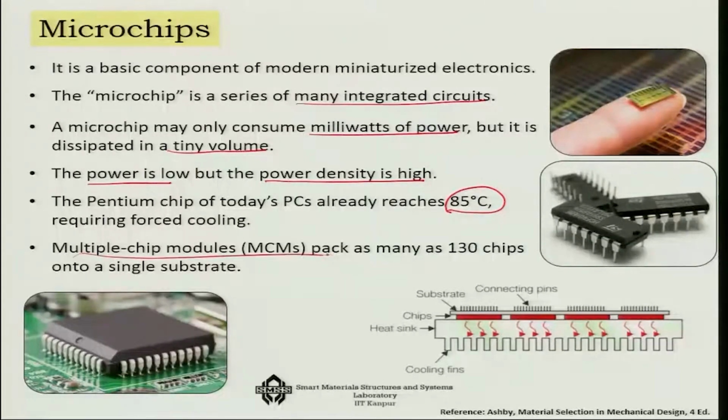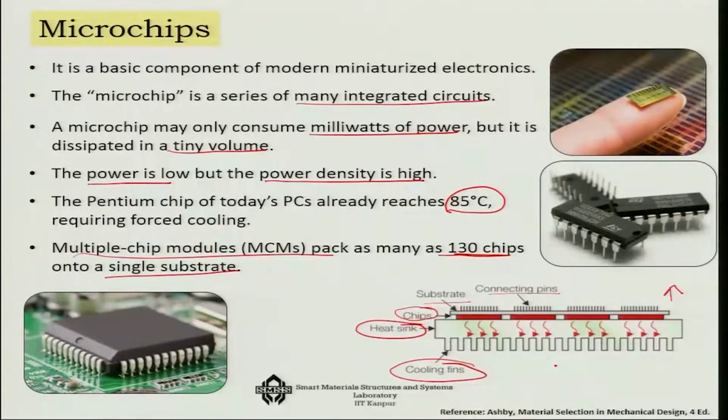Multiple chip modules, MCMs, pack as many as 130 chips onto a single substrate, and imagine each one of them is reaching a temperature level of 85 degrees centigrade. So, you have to have a lot of cooling arrangement, and this is where the heat sink comes into the picture. As you can see here, suppose this is the chip, and then there is a substrate, and there are connecting pins with which it is fixed to the circuits on one side and towards the computer. On the back side you have the heat sink, and the cooling fans at the back of the heat sink.